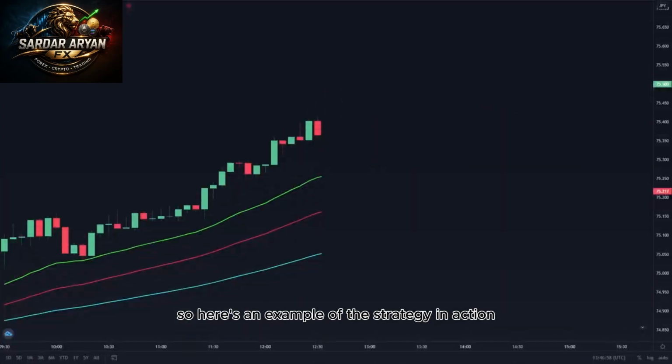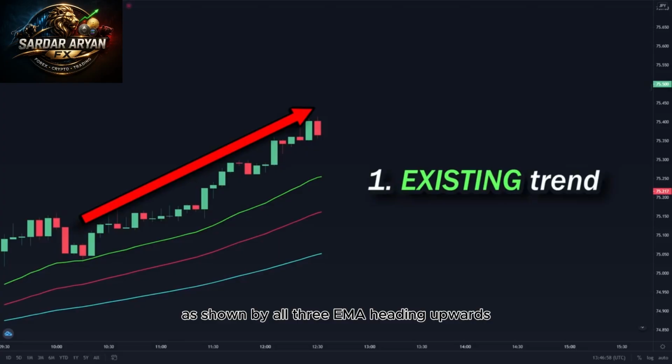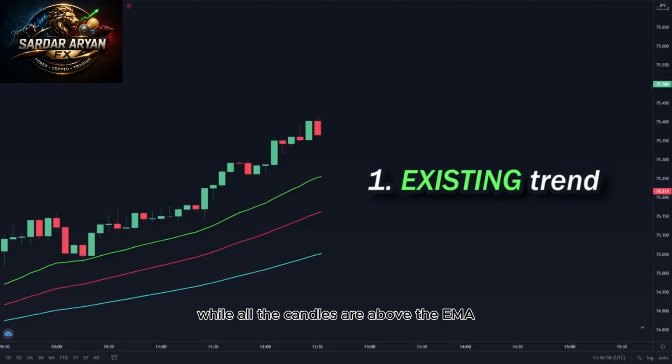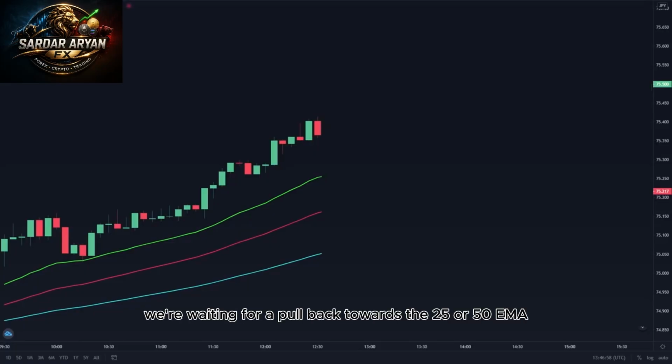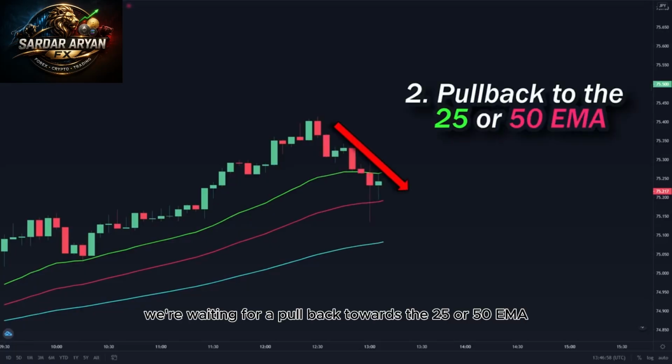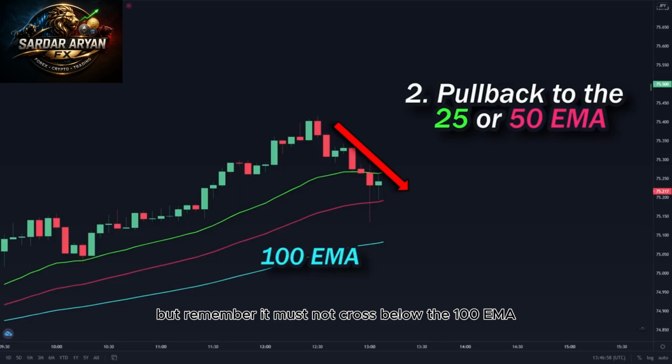So, here's an example of this strategy in action. In this chart, we can see that the market is currently on an uptrend, as shown by all three EMA heading upwards, while all the candles are above the EMA. Next, we're waiting for a pullback towards the 25 or 50 EMA. But remember, it must not cross below the 100 EMA.